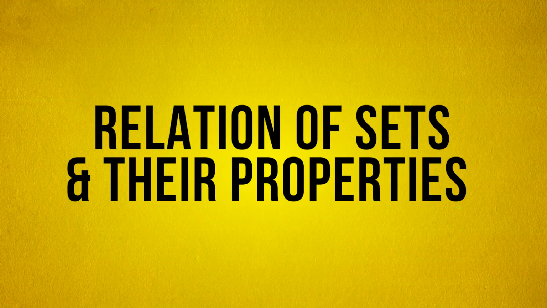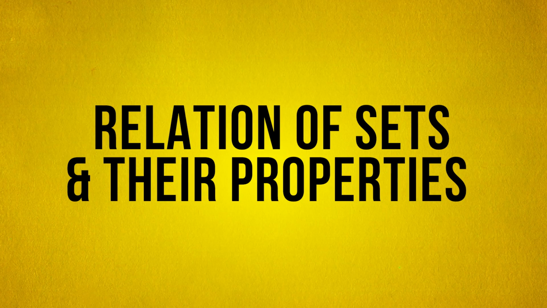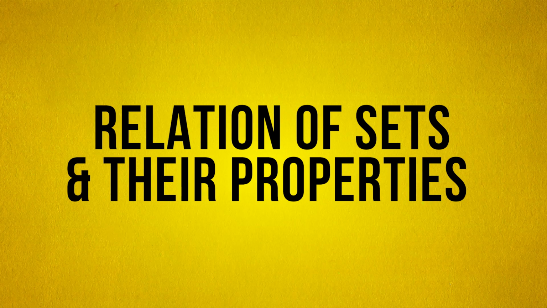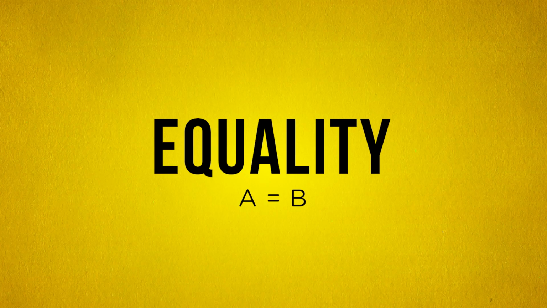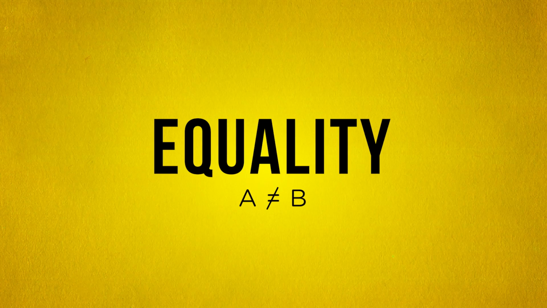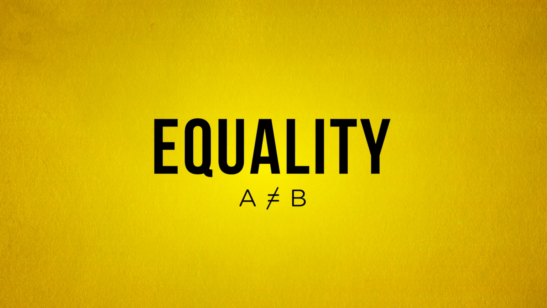Now we'll move on to relations on sets and their properties. In this case, we'll let A and B be sets of a universal set U. The first relation on sets we'll discuss is equality. This relation states that A and B are equal if they have exactly the same elements. Otherwise, we represent it as A is not equal to B.